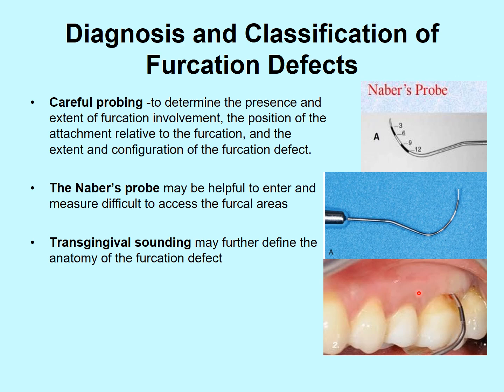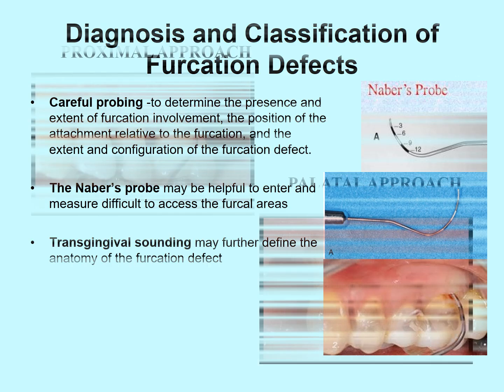Next comes transgingival sounding, which is also very important. If you cannot access with the Nabers probe, you have to go for transgingival sounding, that is, extended probing to reach the bone level. This procedure is usually carried out using local anesthesia, and is used to confirm the extent and configuration of the furcation defect or the infrabony compound.